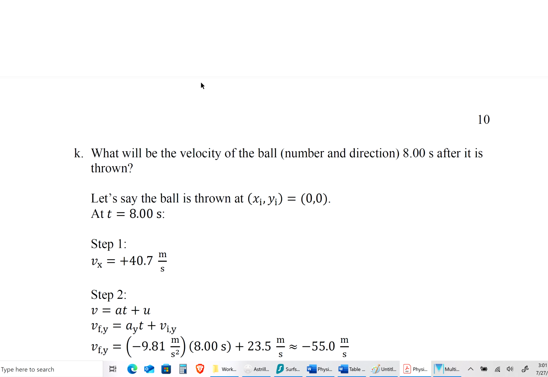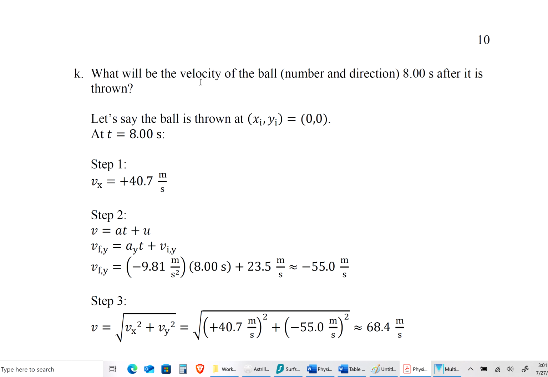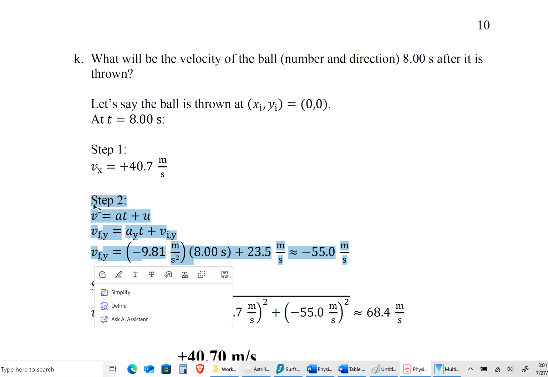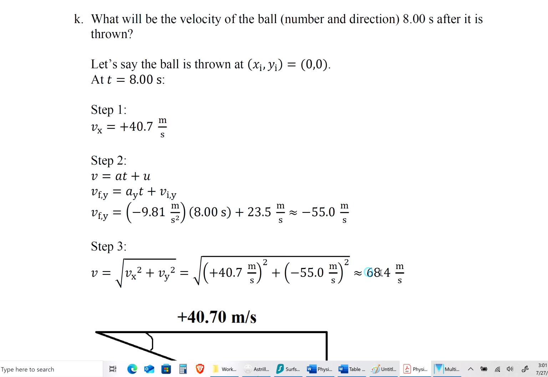And K is asking for the velocity of the ball 8 seconds after it is thrown. So at 8 seconds, V sub x is 40.7 meters per second, because V sub x is a constant. It doesn't change if there's no air resistance. V sub y, we have to calculate it to be minus 55. So V is going to be equal to 68.4.